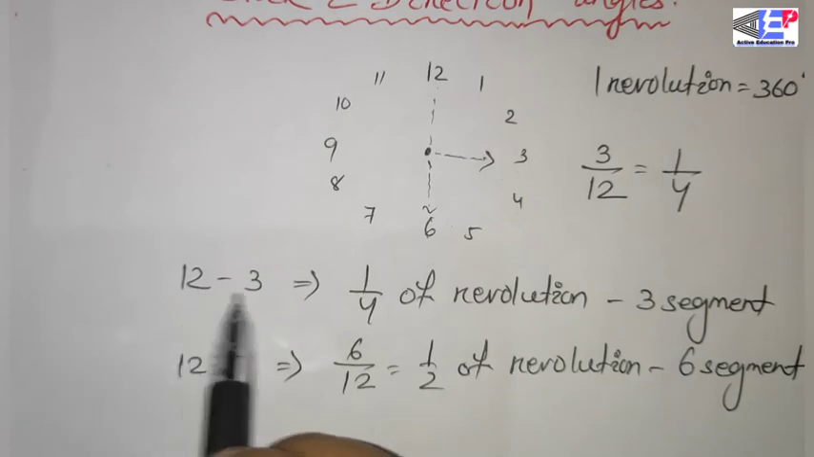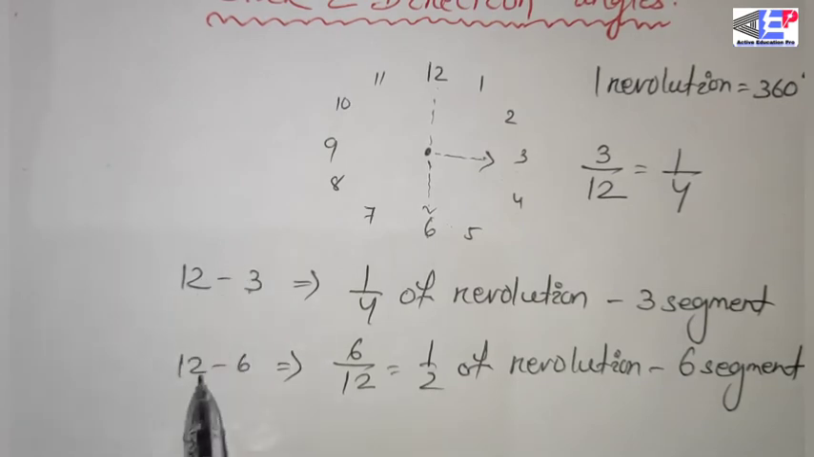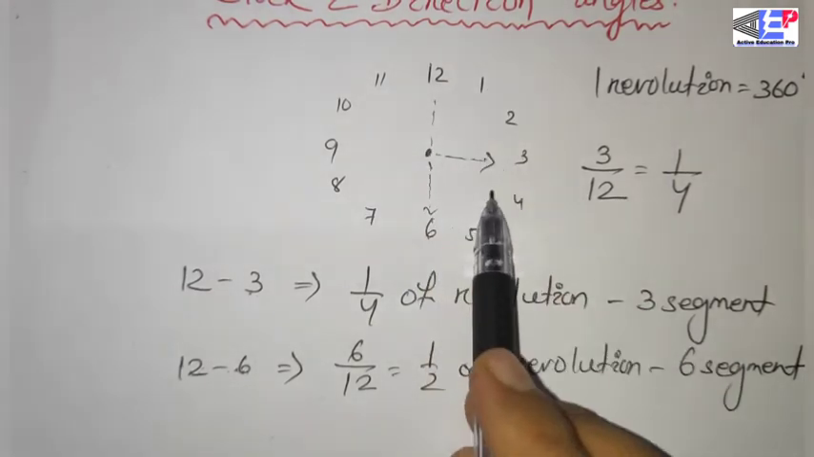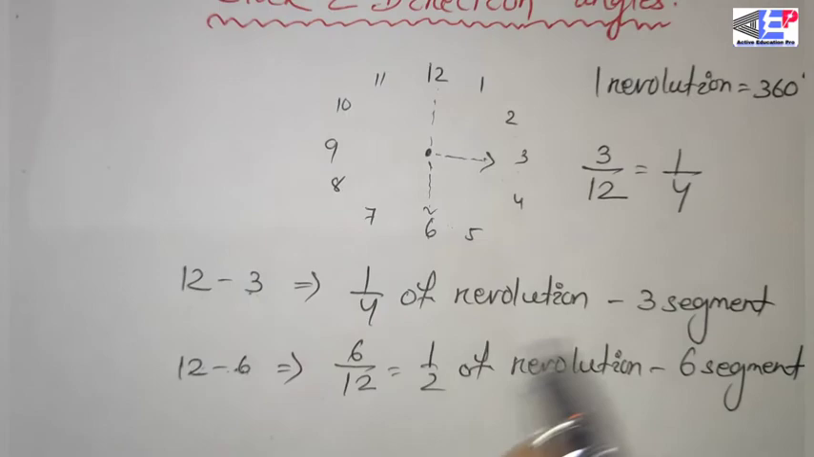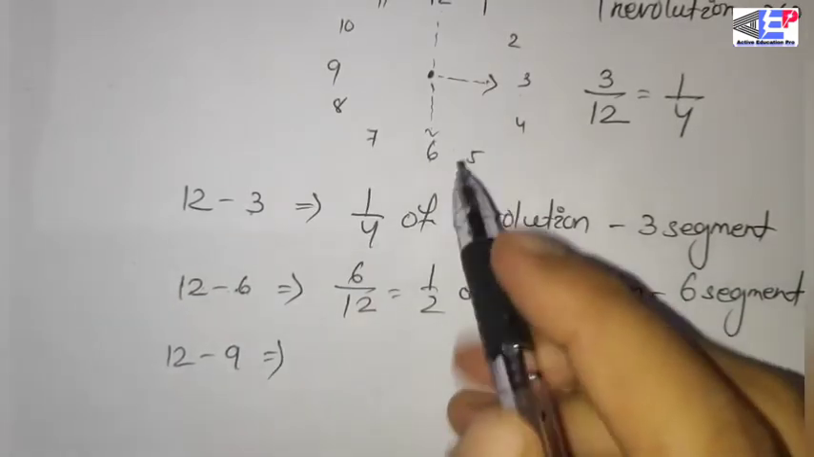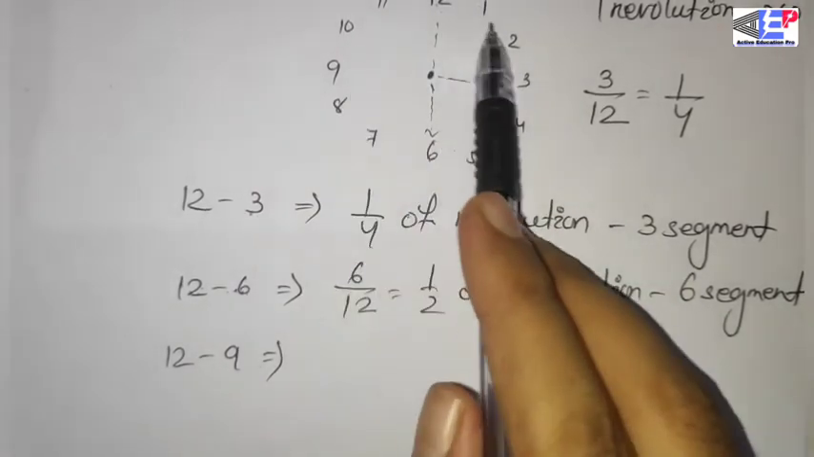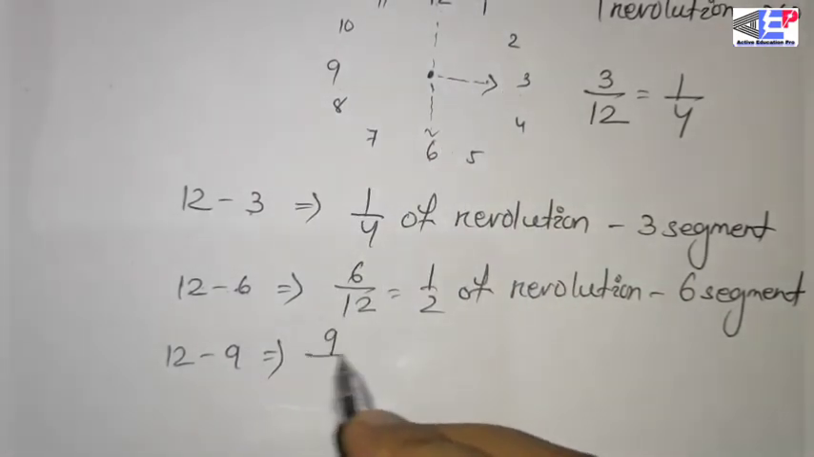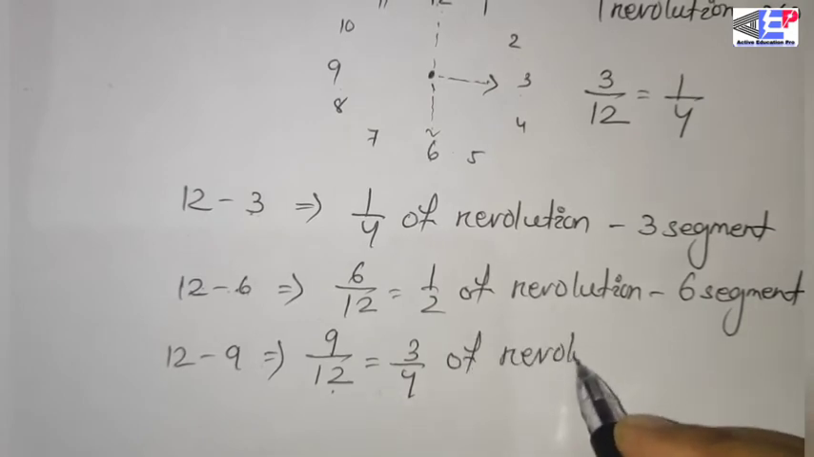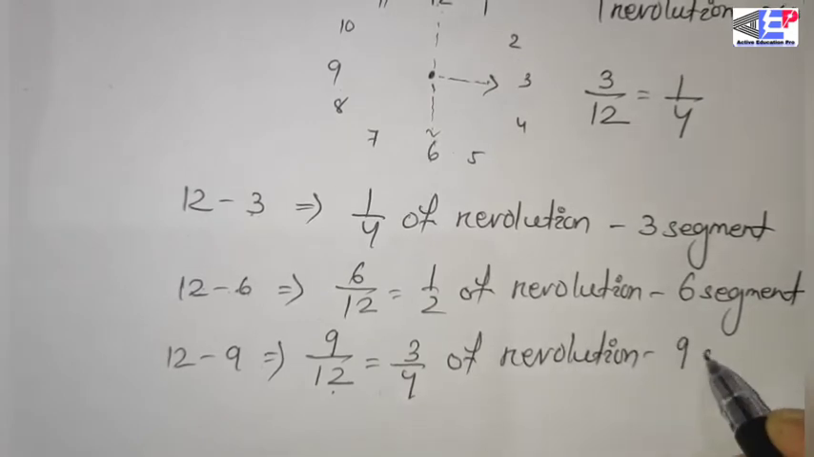The hour gap between 12 o'clock and 6 o'clock is 6 hours. So you move half of a revolution, half of the circle. Again, if you move 12 to 9 o'clock, then you move 9 equal segments out of 12. 9 out of 12 is 3 by 4th of a revolution. 3 by 4th of a revolution means 9 equal segments.